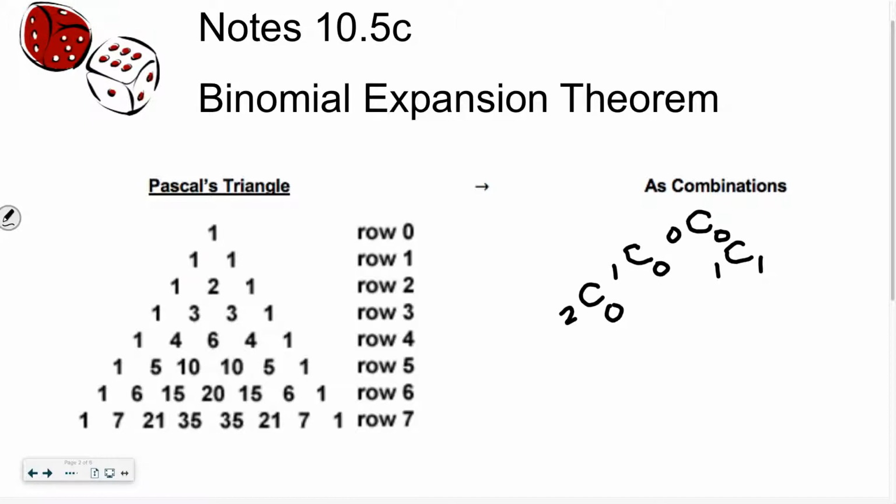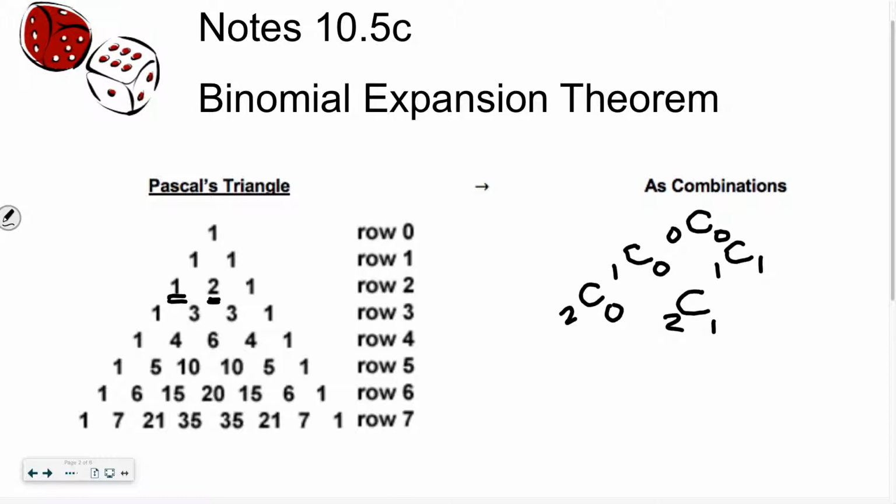If you have 2 items, how many ways can you pick 0? 1, you don't pick them. That's this number over here. If you have 2 items, how many ways can you pick 1 of them? 2 ways. I pick item A, or I could pick item B. That matches this number.